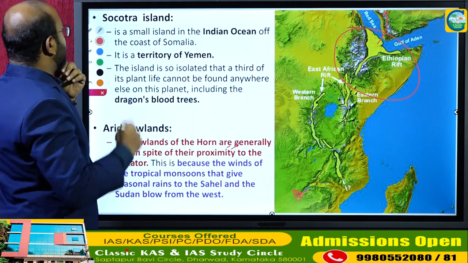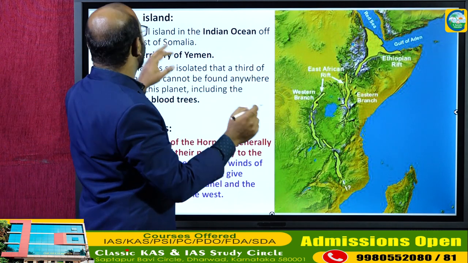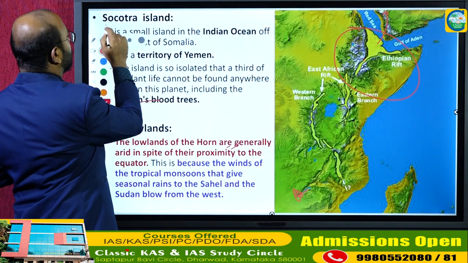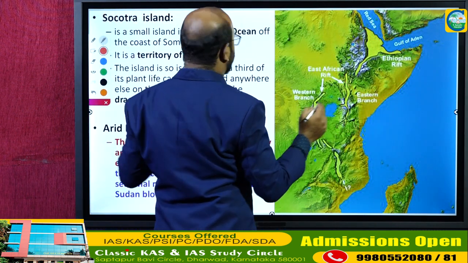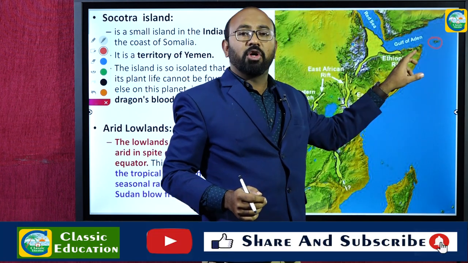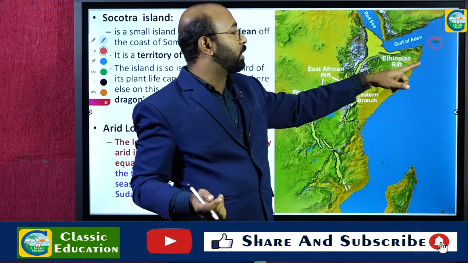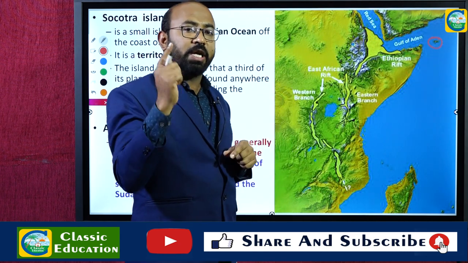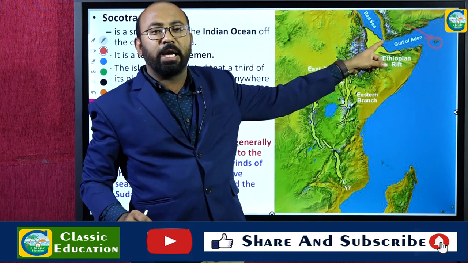Then the next very important region in this major area is Socotra Island. Where is this Socotra Island? It is located again in the eastern part of this tip. East of the Cape of Gardafui, or east of the Somalian Peninsula, there is one small island called Socotra Island. This island is part of the Asian continent. It belongs to Yemen.